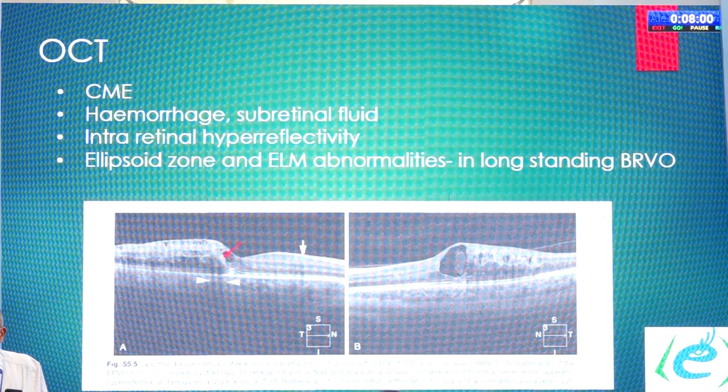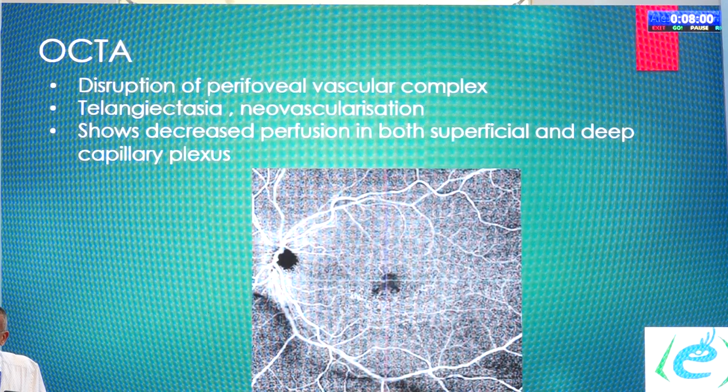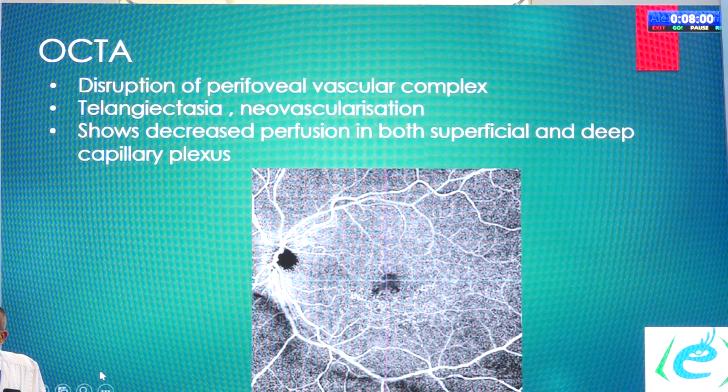The OCT, of course, shows the CME, the hemorrhage, subretinal fluid, intraretinal hyperreflectivity, ellipsoid zone and ELM abnormalities in long-standing BRVOs. We see such cyst-like lesions, and we have some deposits here. There is a hemorrhage which is casting shadow here. So all these have to be interpreted. These are important biomarkers to identify the process of the disease and how it affects the final outcome. The OCTA shows us the disruption of the perifoveal vascular complex. We can see the telangiectasia here, and neovascularization, if it develops anywhere, shows decreased perfusion in both superficial and deep capillary plexus.